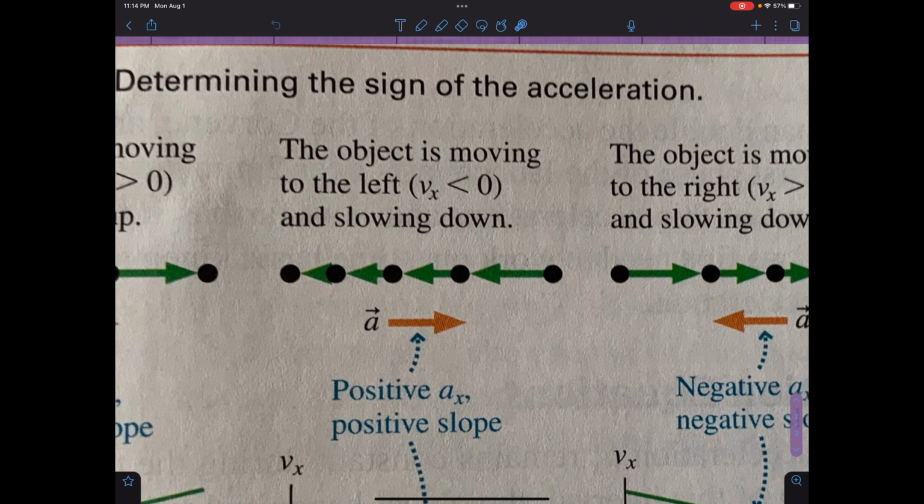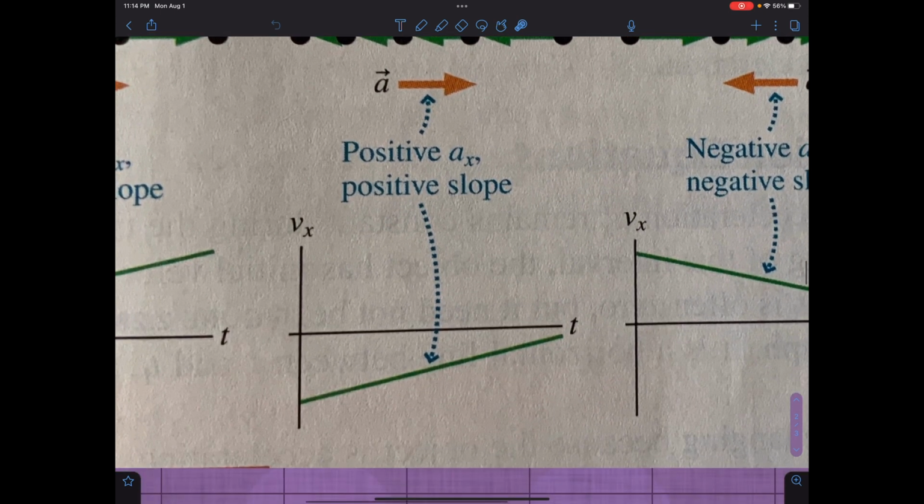Now, the arrows are going this way, so I'm going to start looking over here first. We start here, and there's a long arrow, and then the next dot, and then there's a shorter arrow. So this is going to the left, but it's slowing down. What does that look like on a velocity time graph? So here's velocity, here's time. Now we have to think about this for a minute so that we can get it right.